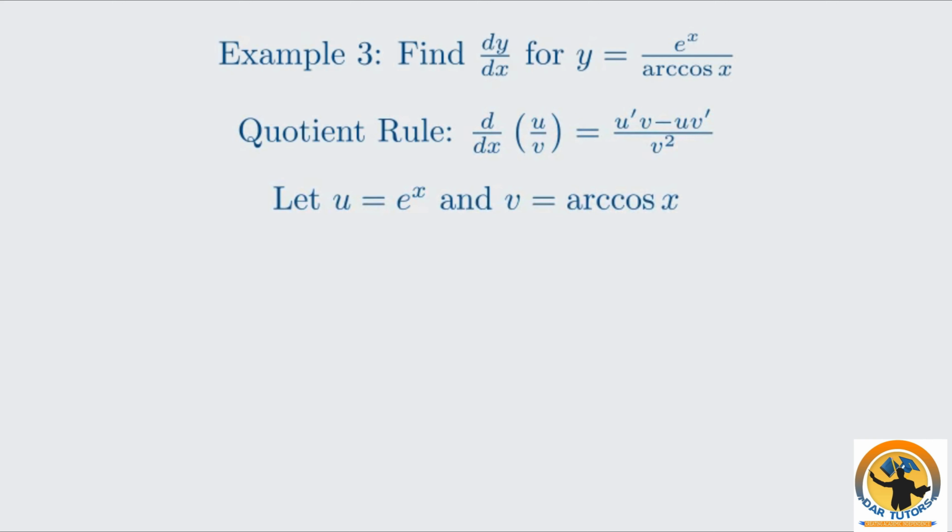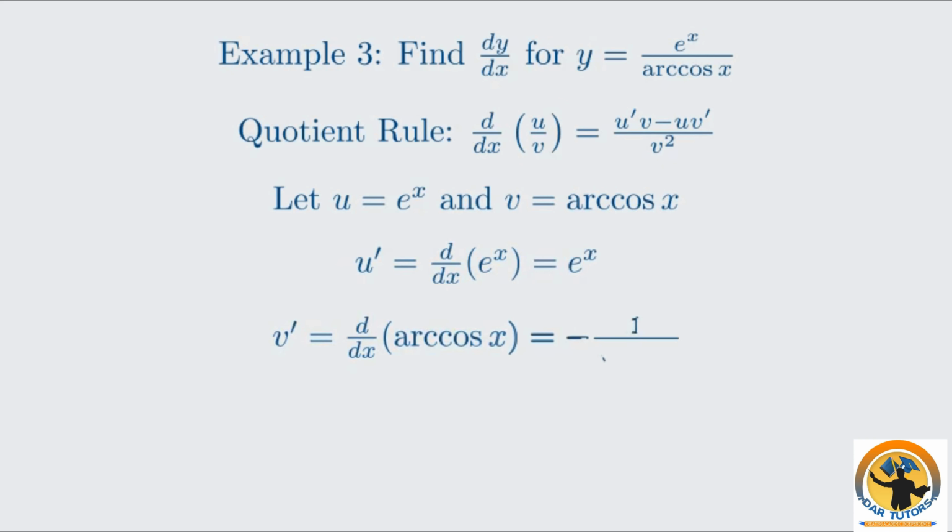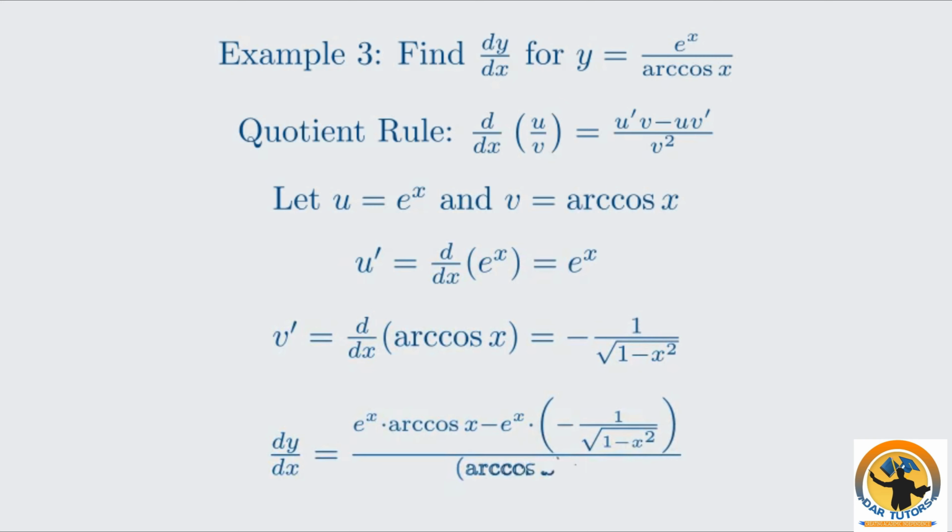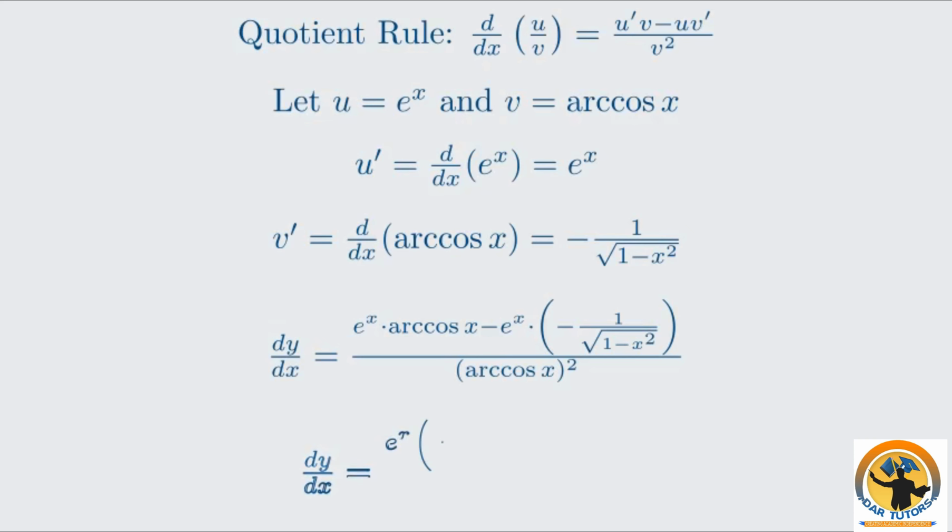Now we find their derivatives. The derivative u prime is e to the x. The derivative v prime is negative 1 over the square root of 1 minus x squared. Substitute these into the quotient rule formula. dy/dx equals u prime v minus u v prime, all over v squared. Let's simplify the numerator by factoring out e to the x. This gives us e to the x times the quantity arccos x plus 1 over the square root of 1 minus x squared, all divided by arccos x squared.